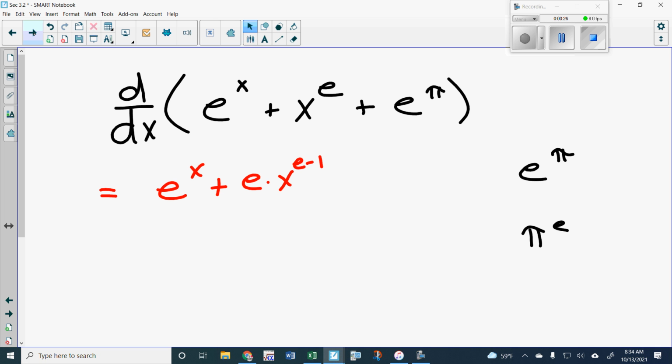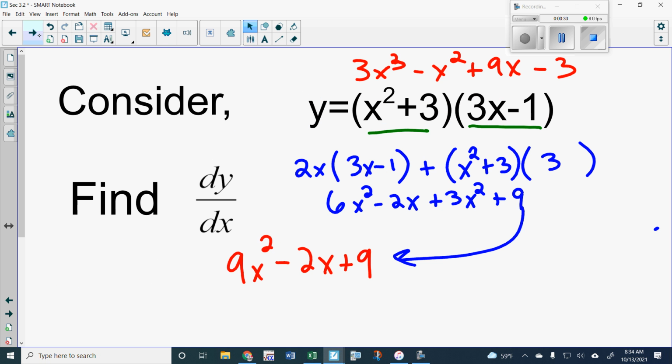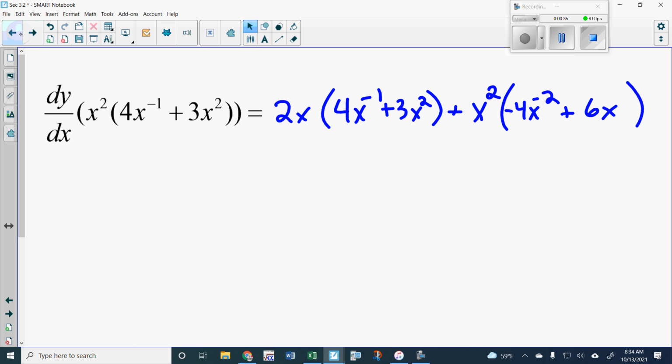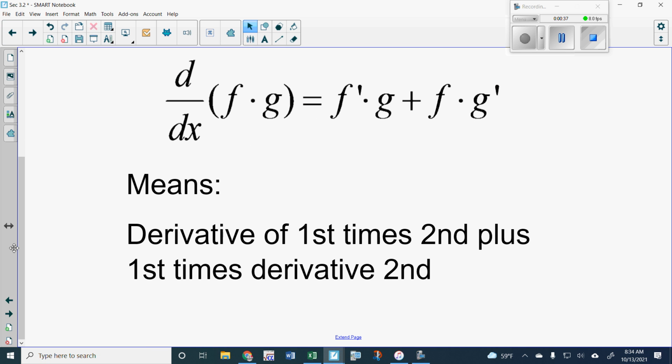Let's let Noah finish. Derivative first times second plus first times derivative second. There we go. So our product rule in words was derivative of the first times the second plus the first times derivative of the second. So that was our product rule.